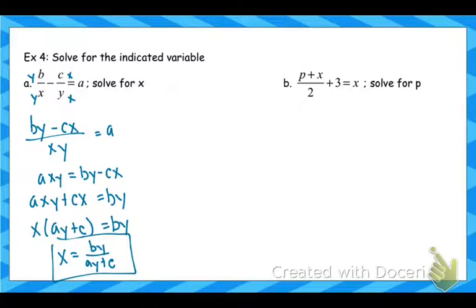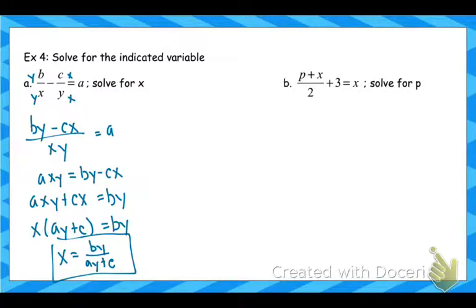So even though your answer has a bunch of variables in it, that is your answer. Okay, it's going to be x basically in terms of all those other letters. Those of you guys who are already in physics, you've probably done a lot of questions that are similar to these. It's a very similar process. All right, let's look at B.